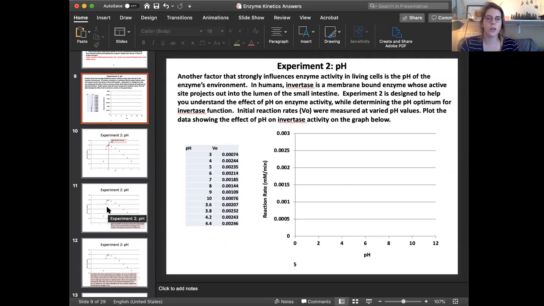So the important thing to note, first of all, is the background. Where is invertase coming from? If we look at slide 9, we can see it's a membrane-bound enzyme whose active site projects out into the lumen of the small intestine. We know that the small intestine, stomach, all that digestive tract stuff is usually highly acidic. So you can predict that if it's functioning there and co-evolving with us, it probably is going to function pretty well in acidic environments. That's just our baseline prediction.